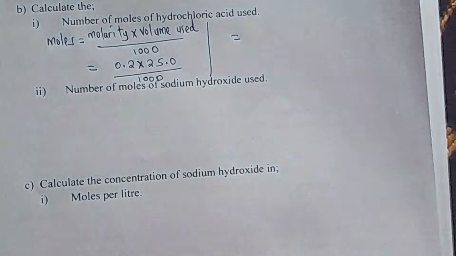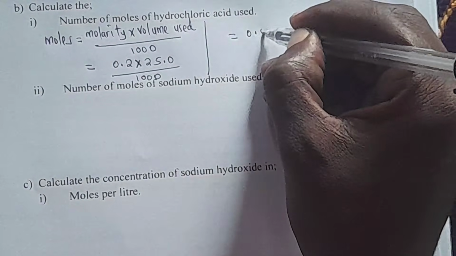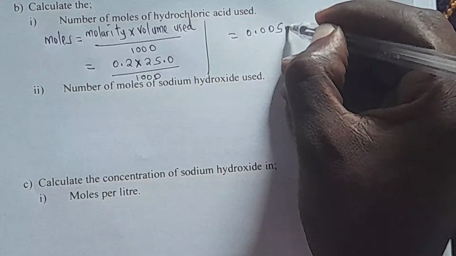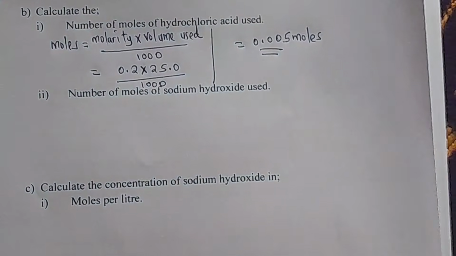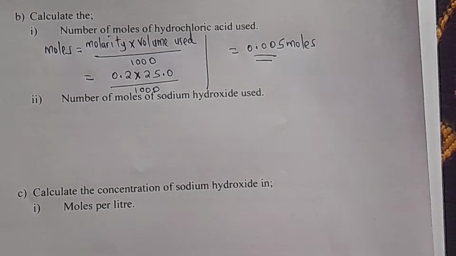So this will give us 0.005 moles of hydrochloric acid. That will be the number of moles of hydrochloric acid used.